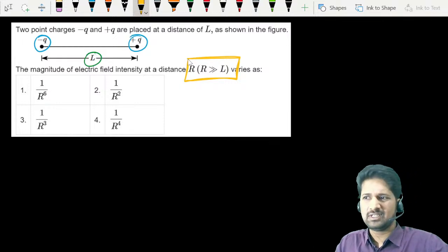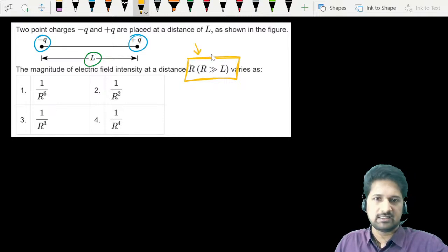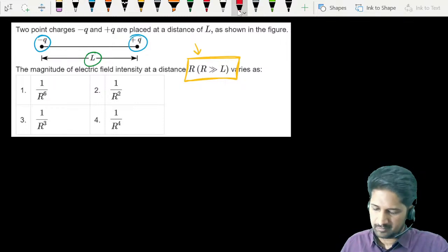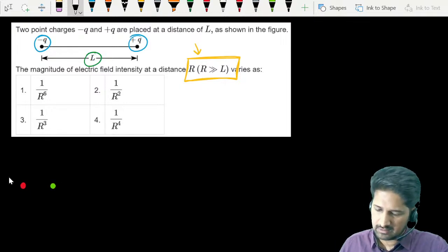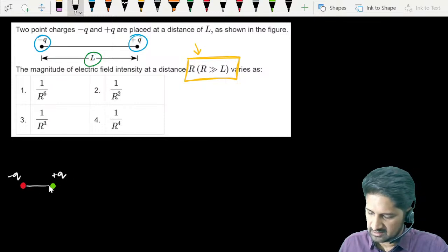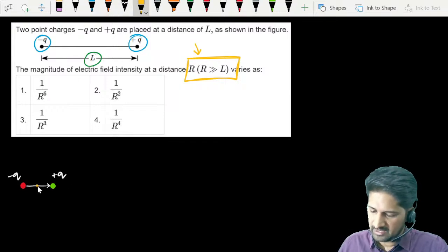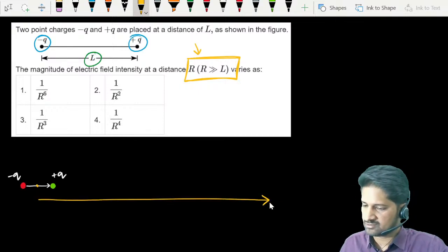Now this is actually a trick question. Because the distance at which the field is asked is very large, you can treat this system essentially as a dipole. One negative charge, one positive charge separated by some distance. And they are asking you to calculate the electric field at a large distance. Not even calculate, they're just asking how the field depends on the distance.